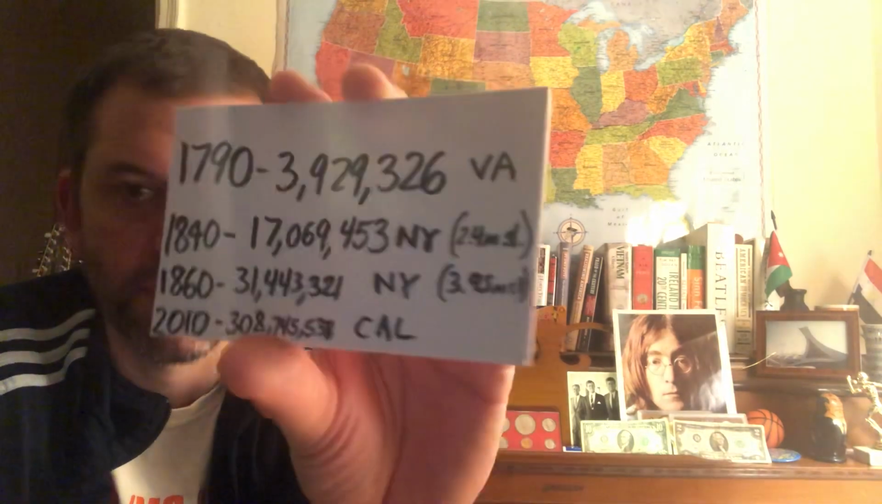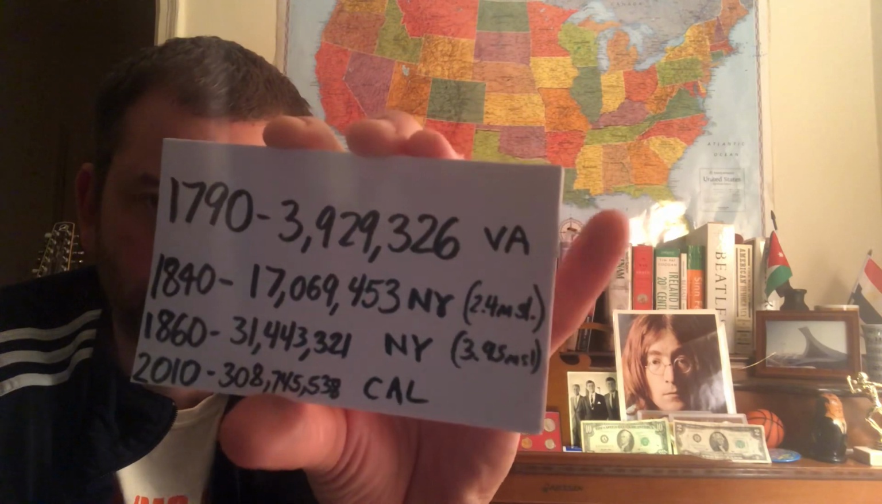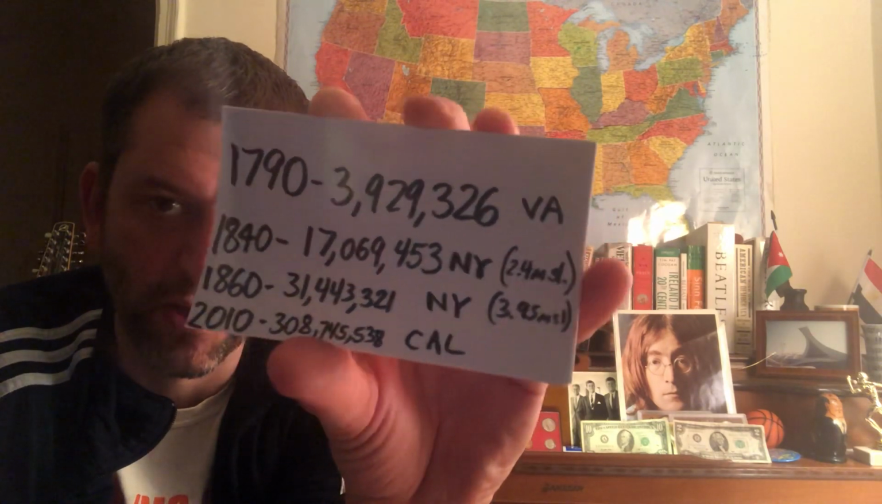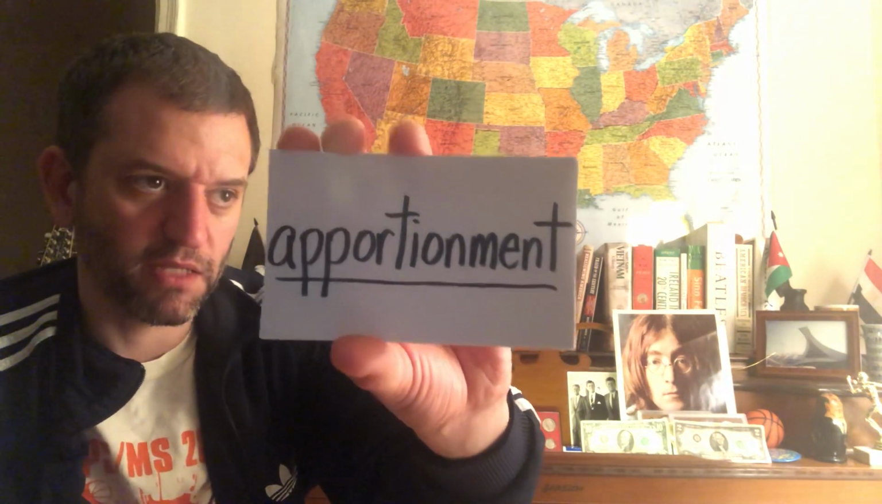By 2010, we had 308,745,538 people, and California was the most populous state. In the beginning, Virginia was the most populous state. Then New York was for a very long time, but not anymore. So, getting back to apportionment. Apportionment is so important because it determines how many members in the House of Representatives your state is going to get, and it determines how many votes your state will count for in the presidential election.